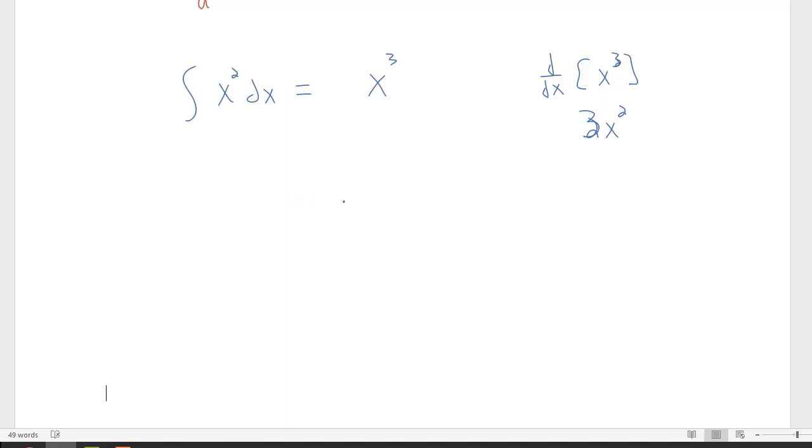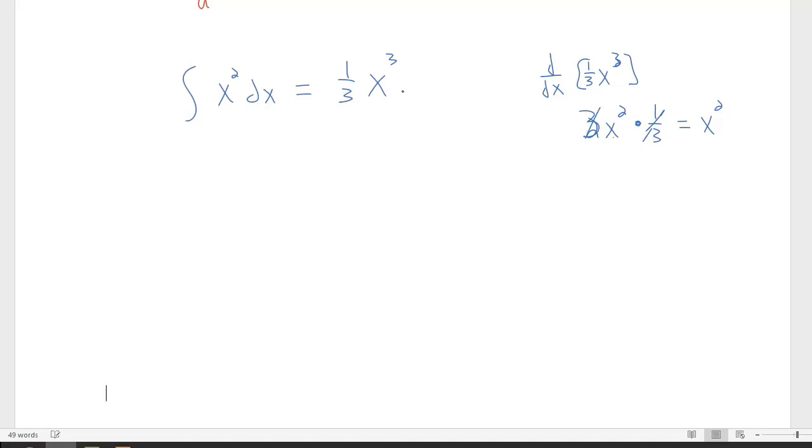There's no 3 here. So what I need to do really to fix this is put a 1/3. So what I really need in that case is to put a 1/3 here. I'm going to say the derivative of 1/3 x cubed. So when I take the 3 and bring it down, the 3 and the 1/3 cancel, if you will. They reduce to number 1, and I end up with just x squared. So when I take this antiderivative, I have the 1/3.